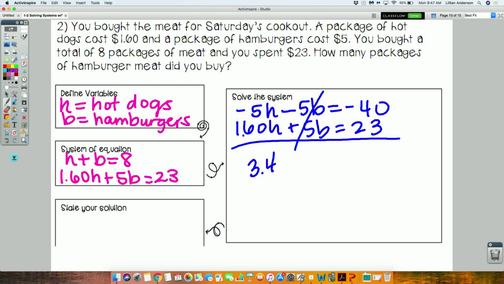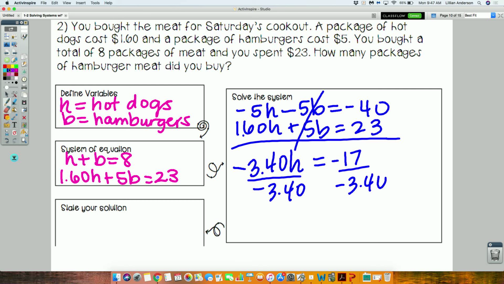Yeah. Positive or negative? Negative. And then over here, what's negative 40 plus 23? 17. Yes. Divide by negative 3.40. 2 negatives do make a positive, so that's a good thing. We got a positive number, but what is 17 divided by 3.40? 5? Yes. Okay. 5 hot dog packages. So then how many burgers? 3. Awesome. Easy stuff, right?